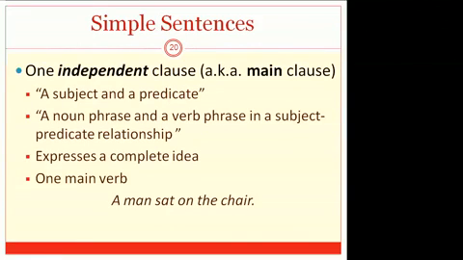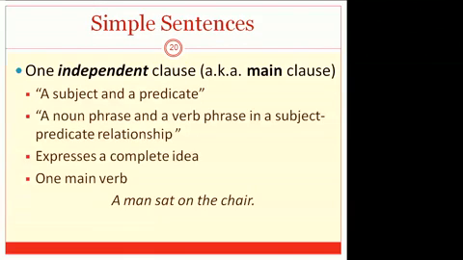A simple sentence is comprised of one independent clause. Some people also call this the main clause. Main clauses and independent clauses are synonymous. An independent clause is formed with a subject and a predicate. Some authors like to describe this as a noun phrase and a verb phrase in a subject-predicate relationship. It means the same thing. Essentially, an independent clause expresses a complete idea. An independent clause will have one main verb.